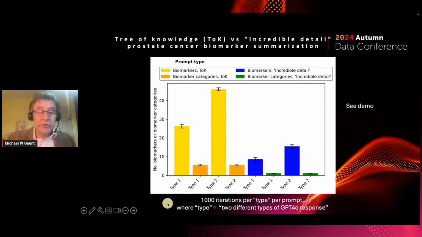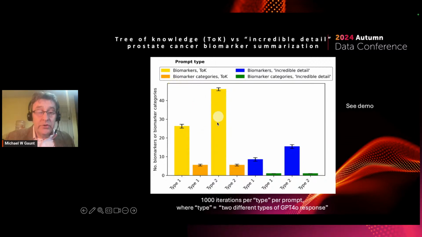Okay, so this is the assessment. Each bar represents 1,000 iterations. So this analysis has been done 1,000 times. And this is the number of biomarkers. We can come through in the demo what a biomarker is. The GPT will explain it for us. This is the number of biomarkers recovered. This is the number of categories of the biomarkers. So the number of biomarkers is 27 here for the tree of knowledge. Now, on another iteration, another type of response produces nearly 47.